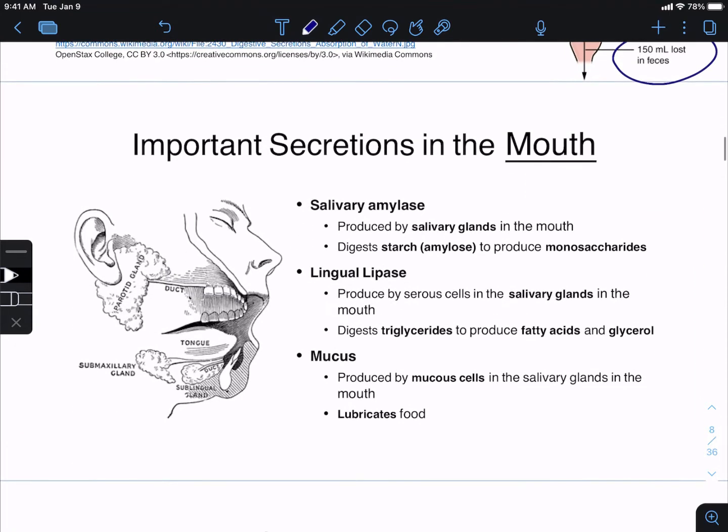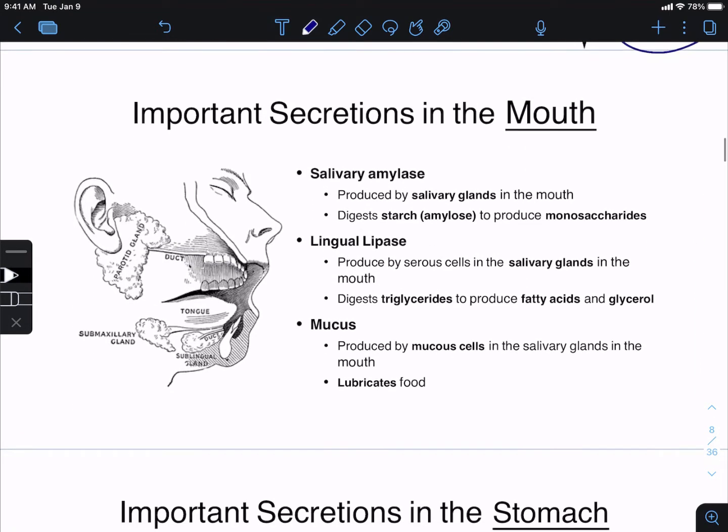Now let's look at the secretions. We'll start with the mouth. These are important secretions in the mouth. Some are more important than others. Mucus, we're actually going to start from the bottom up. This is about lubrication and protection. This helps us to chew our food, moistens the food that we take into our mouth.